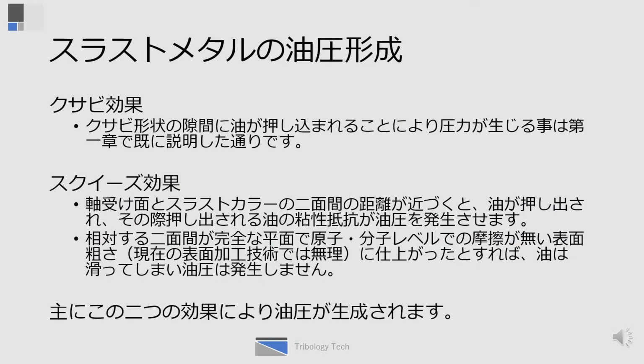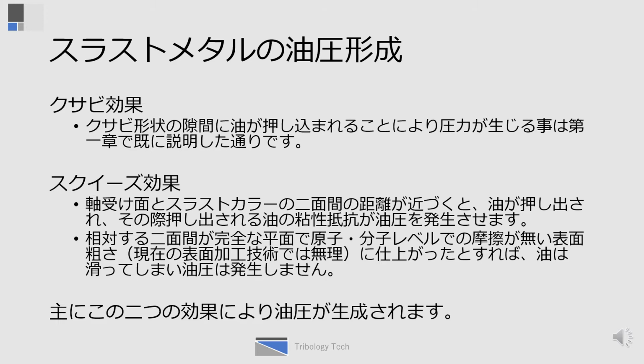Hydrodynamic oil film formation of thrust metal. Wedge effect. As already explained in Chapter 1, pressure is generated by oil being pushed into the gap of the wedge shape. Squeeze effect. As the distance between the bearing surface and the thrust collar approaches, the oil is extruded, and the viscosity resistance of the oil pushed out generates hydraulic pressure.